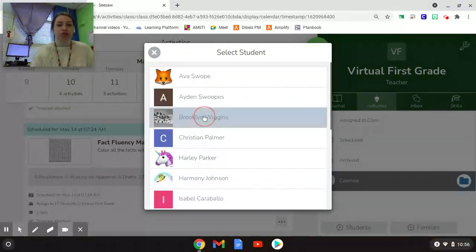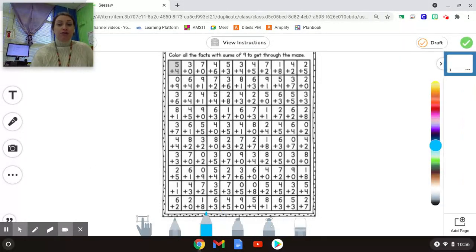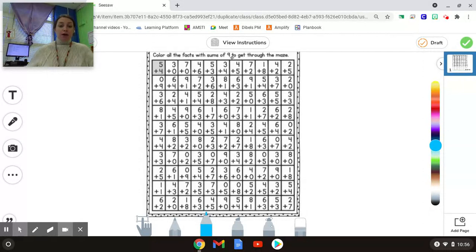Okay, so when we're doing the fact families, remember that we're looking for some that have a certain sum. So this one is a sum of 9. So what we're going to do is color all the ones that have a sum of 9. It already did the first one for you. 4 and 5 makes 9.